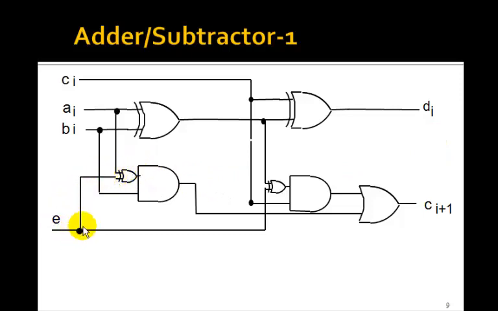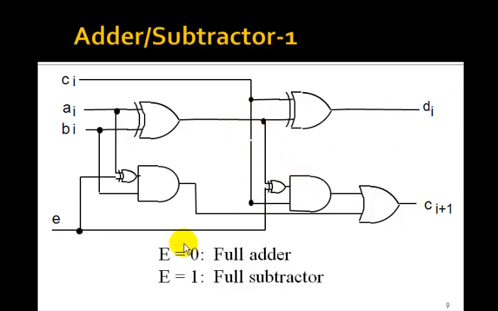So if we bring in E here, then when E is 0, A gets through. So this is just a full adder. But if we let E equal 1, this becomes an inverter, or a bubble in this case. And so the output is a full subtractor. So here we have an adder subtractor that we can control by E.